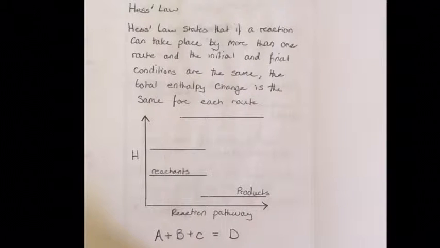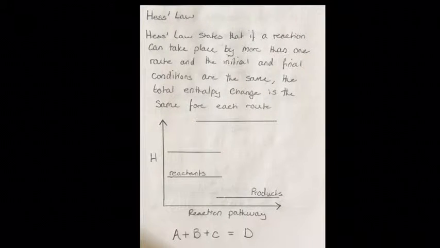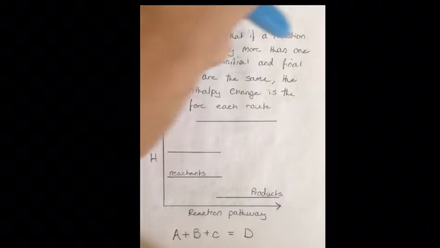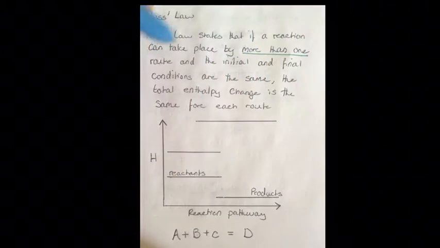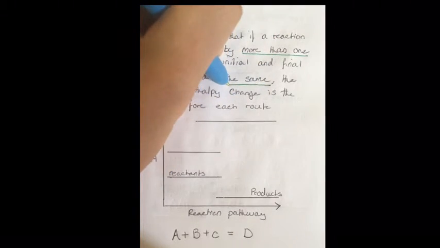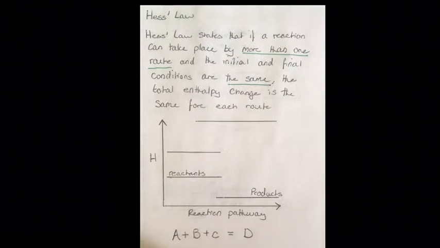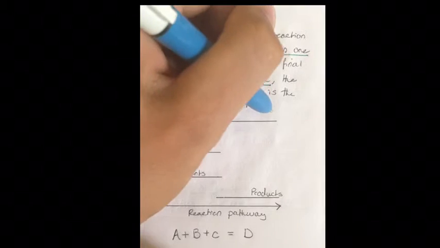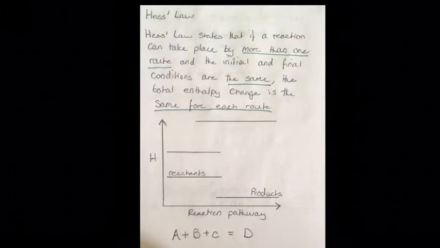Some reactions are much easier than others to carry out. Hess's law gives us a way of carrying out the easy reactions and using them to calculate the enthalpy change for a reaction we're interested in. It states that if a reaction can take place by more than one route, where the initial and final conditions are the same, then the total enthalpy change is the same for each route.